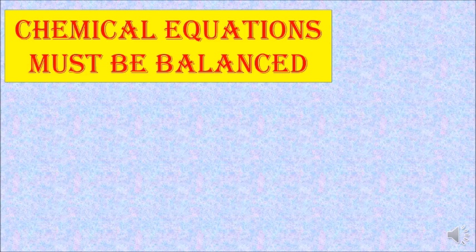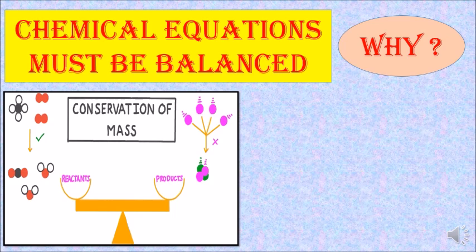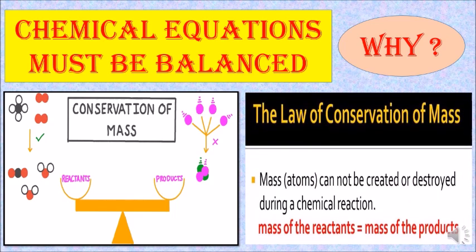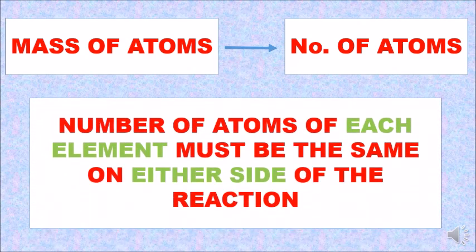But remember one thing, chemical equations must be balanced. You know why? Yes, so as to satisfy the law of conservation of mass. According to this law, mass can neither be created nor destroyed during a chemical reaction. It means the total mass of the products must be equal to the total mass of the reactants in a chemical reaction. Again, as we all know, mass depends on the number of atoms, isn't it?